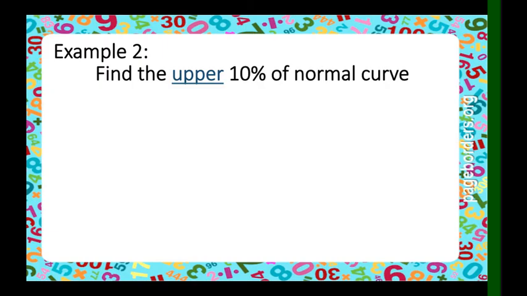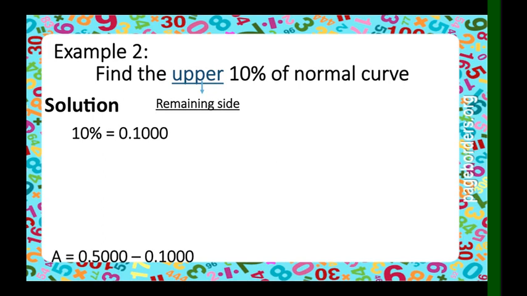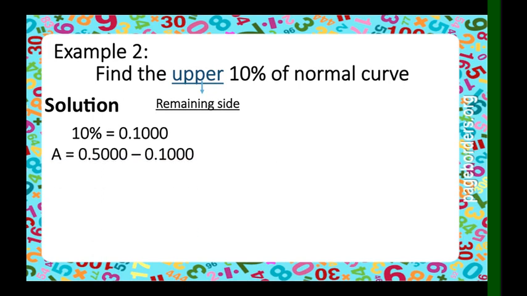Okay, for example number 2, find the upper 10% of the curve. Meaning to say, since it is upper 10%, we're talking about the 90%, upper 10%. So we have 10% equals 0.1000, and we have the remaining side, so we will subtract it from 0.5000 minus 0.1000, and we will be having area equals 0.4000.